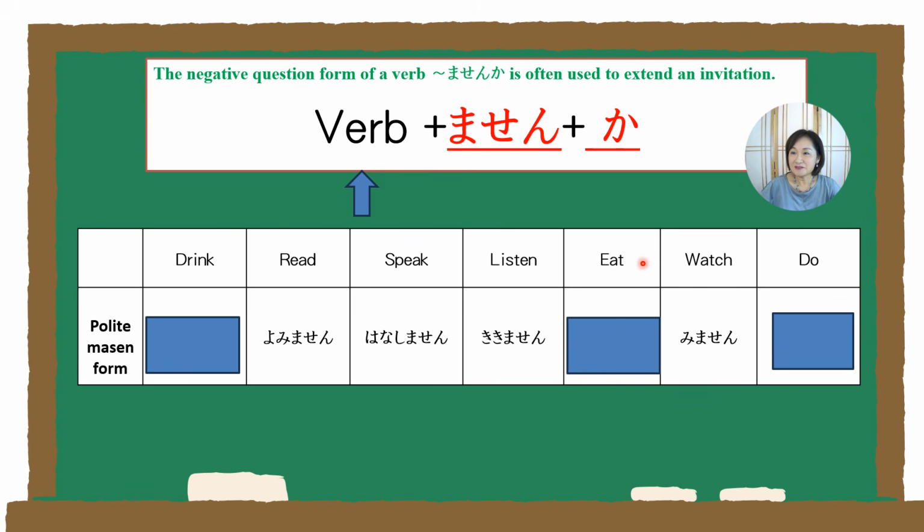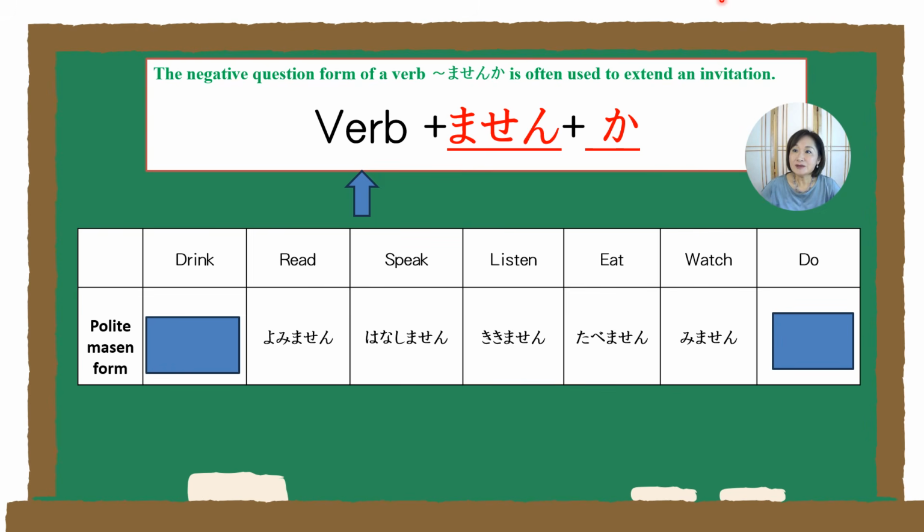Okay, my favorite activity, eating. How do you invite someone to eat together? 食べませんか? Make sure you raise the intonation at the end to turn it into an invitation. Without the rising intonation, like 食べませんか, it's just a negative question. So repeat after me. 食べませんか?